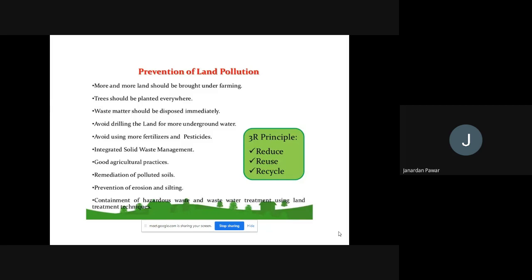Then trees should be planted everywhere. Wherever there is a chance, as far as land is concerned, trees should be planted. If we prefer tree plantation, then that is always good. And this is why tree plantation is necessary.